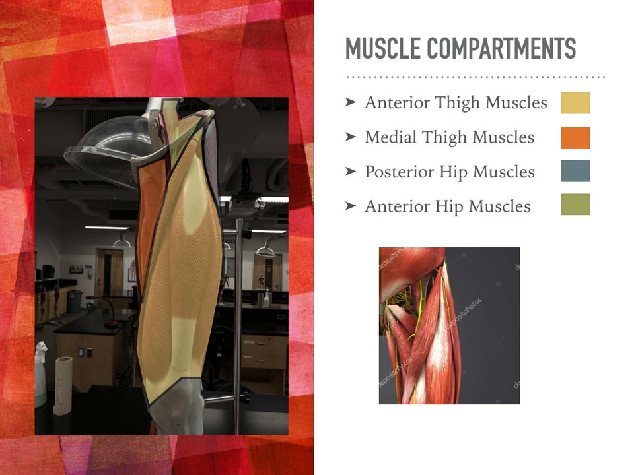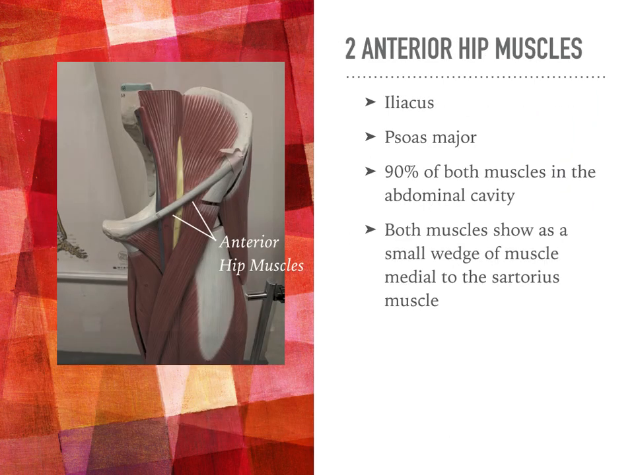In this picture, you can see 2 hip compartments, the anterior hip and the posterior hip muscles above, and then the medial and anterior thigh muscles. So we're going to focus on the anterior hip here, and this is an interesting group of muscles because most of the muscle is up inside the body cavity. Here's a picture of that anterior hip area.